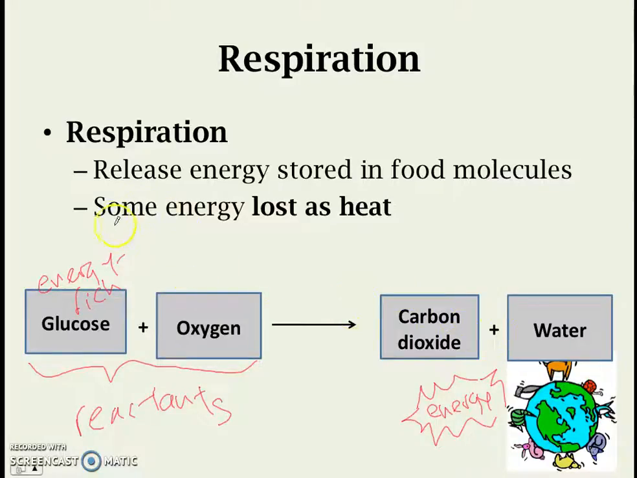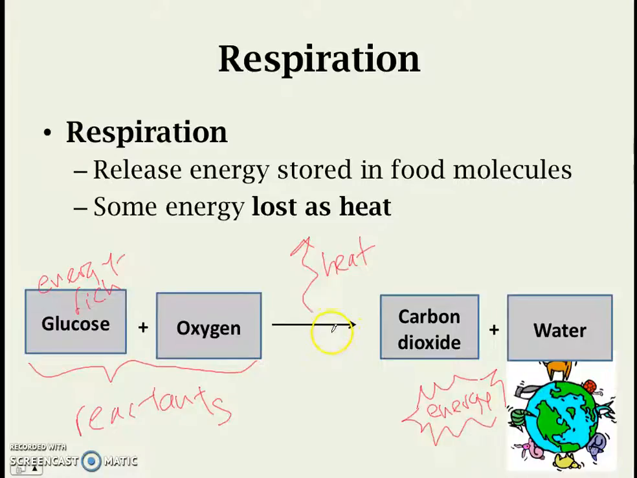Now, one thing to note is that in respiration, you don't always get all the energy from glucose released properly. Some energy does get lost as heat, right? So not all the energy in glucose gets converted into useful energy for our activities, right? Some of that energy is lost as heat energy, and that's going to be really important later.